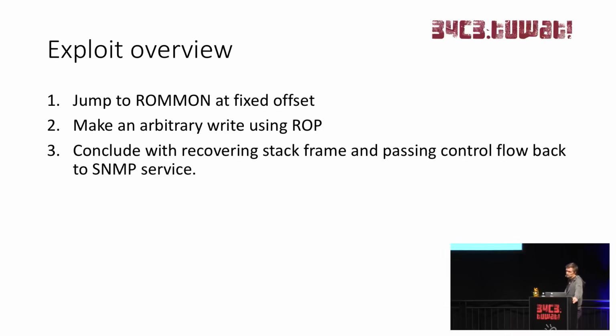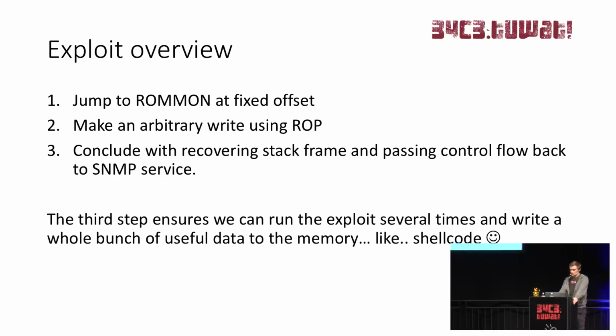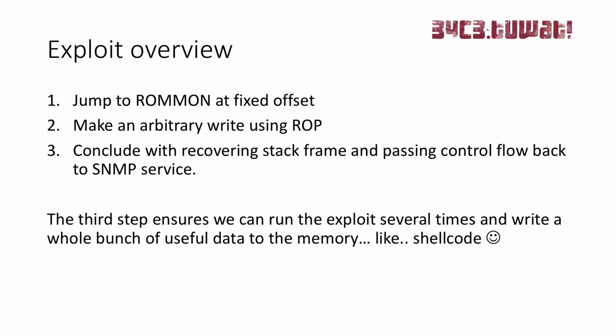So how do we build an exploit? The overview is as follows. We jump to the ROM monitor and initiate a ROP chain which makes an arbitrary write using the code reuse technique. And after that, we have to recover the stack frame to allow the SNMP service to restore the legitimate code flow. This is really important because we will be writing only 4 bytes, and that is not enough for a full-fledged shellcode. And if we don't crash SNMP, we can exploit this vulnerability over and over again, thus building shellcode in memory. So after we build the shellcode, we make a jump to it.